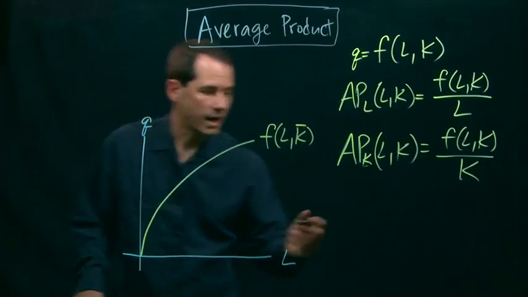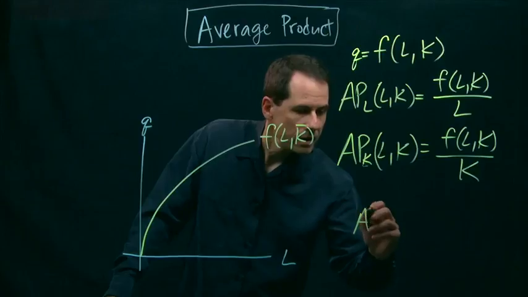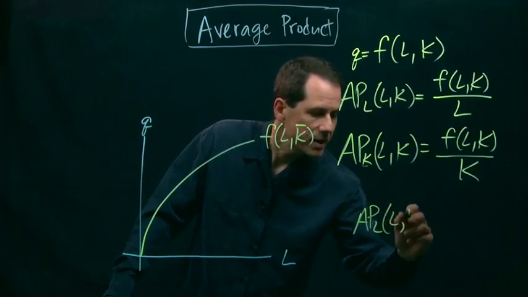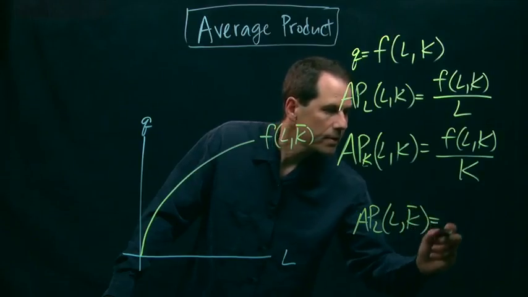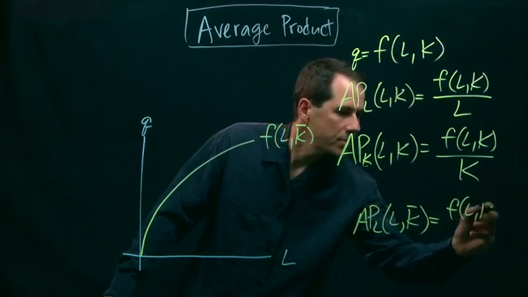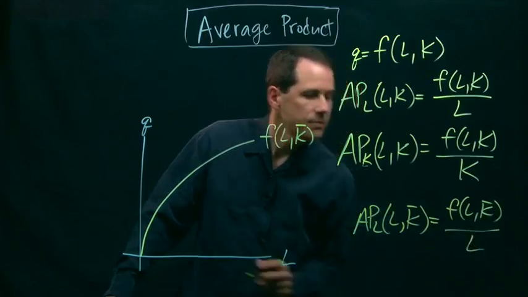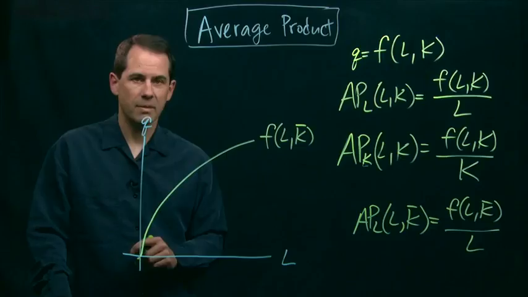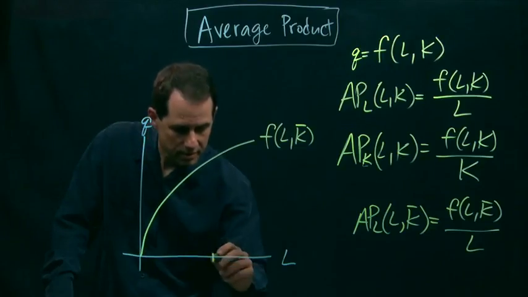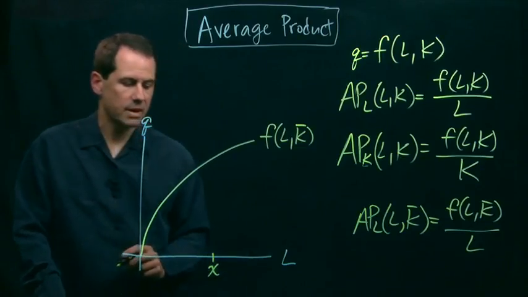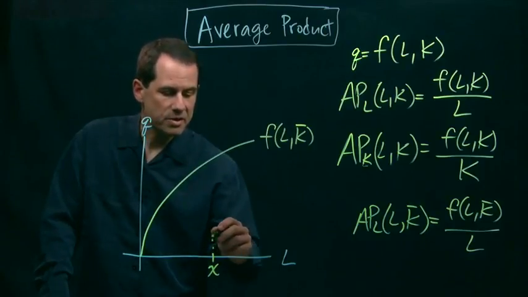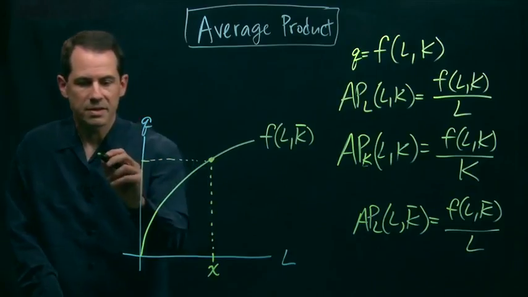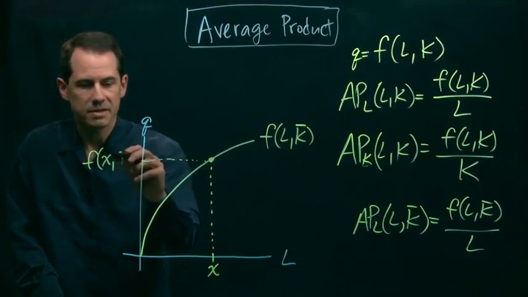All right, and I want to look at average product of labor now as a function of L and K bar, which again is F of L, K bar over L. And let's, for illustrative purposes, take a specific amount of labor. Let's call it X. Here it is there. And look at the output associated with X. That's here. There's F of X, K bar.